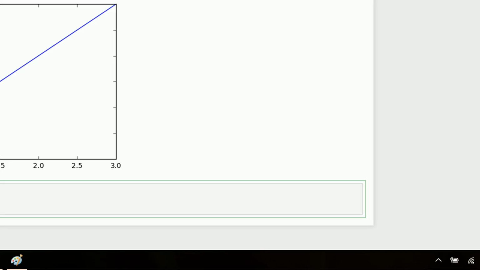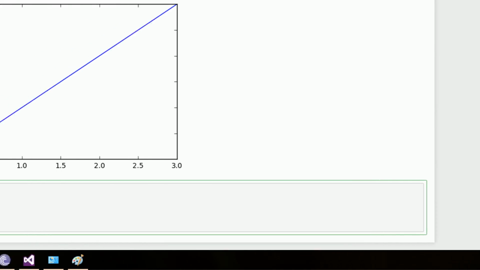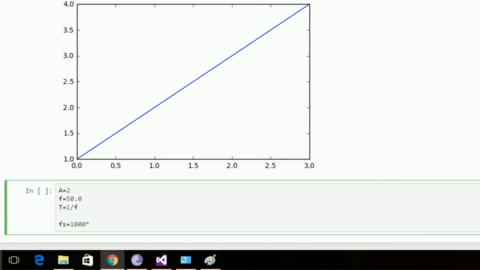In order to avoid that, whenever you declare the variables, declare them in float fashion such that even your T is float. Similarly, let us say fs is equal to, let's say, 1000 times that of f.